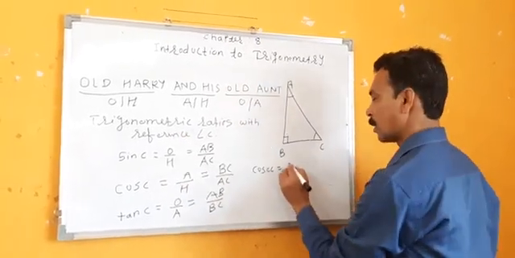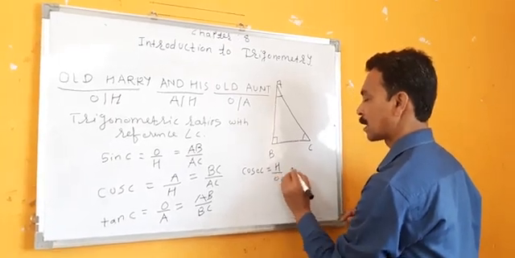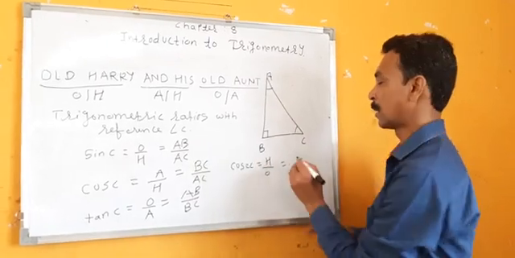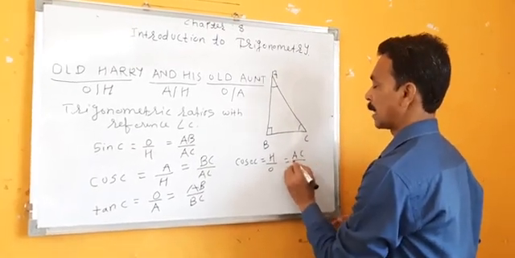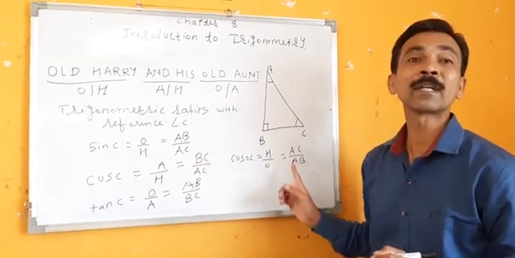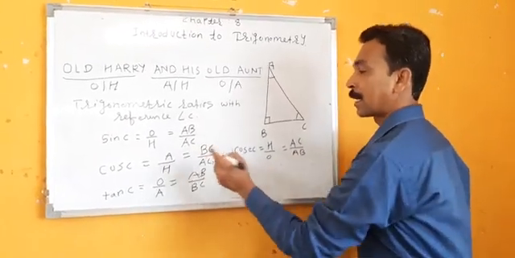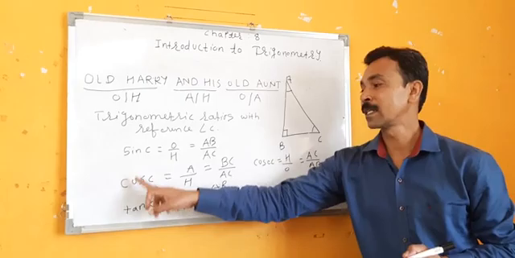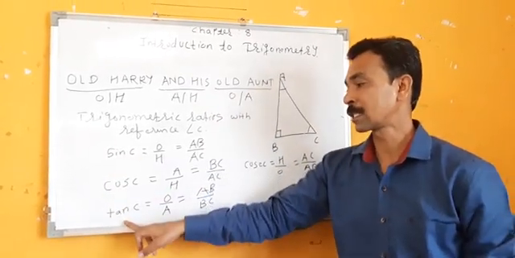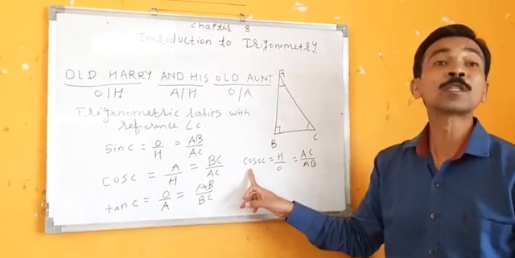So what will cosec become? H by O. Right? Reciprocal, H by O. H by O means hypotenuse upon opposite. So it will become AC upon AB, because sine was AB upon AC. We have to take the reciprocal in cosec. Then the fifth one. First, second, third, fourth. You have to write one below the other: sine, cos, tan, then cosec in the fourth position.